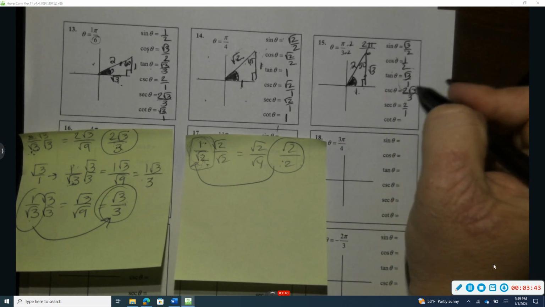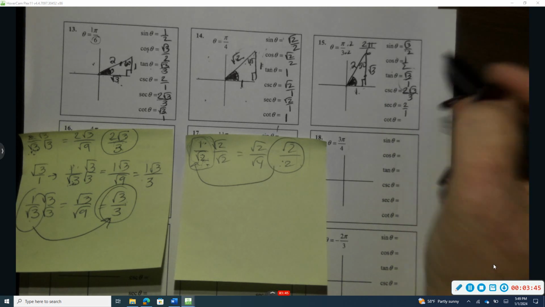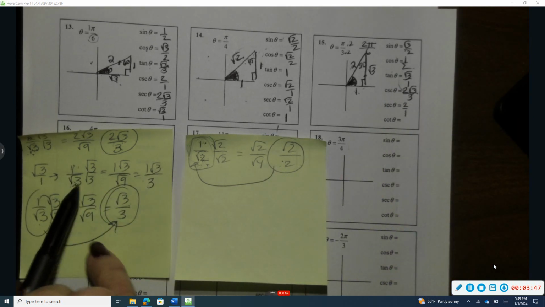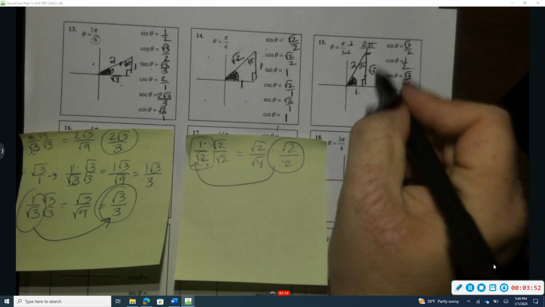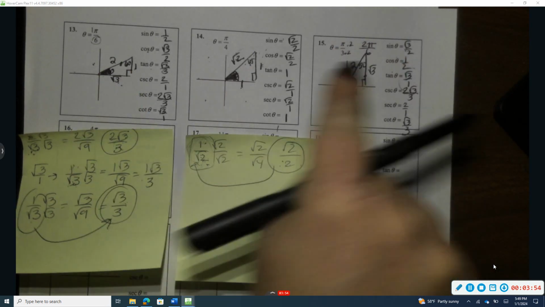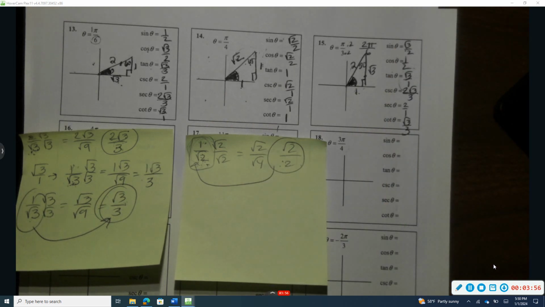Now when I take this and I take the reciprocal, it's 1 over radical 3. Here's 1 over radical 3, rewritten is radical 3 over 3. This lands in quadrant 1, just like 13 and 14. That means all trig functions are positive. Let's take a look at 16, 17.